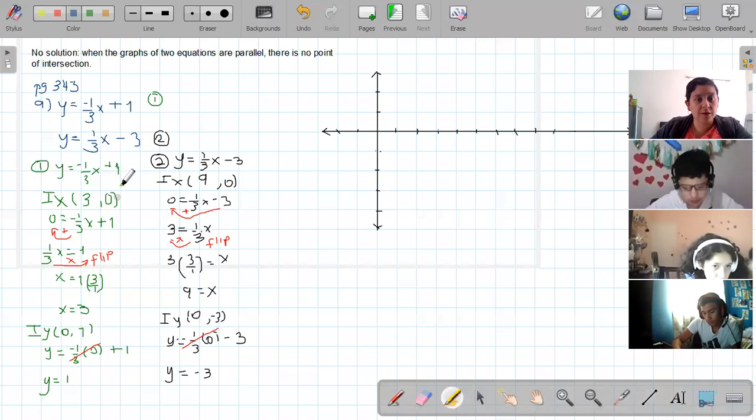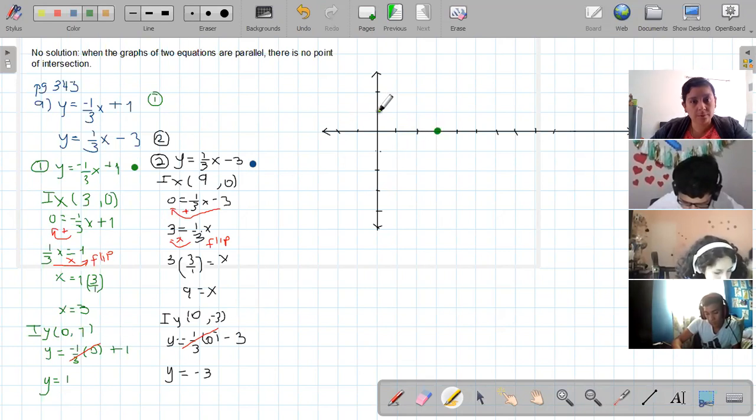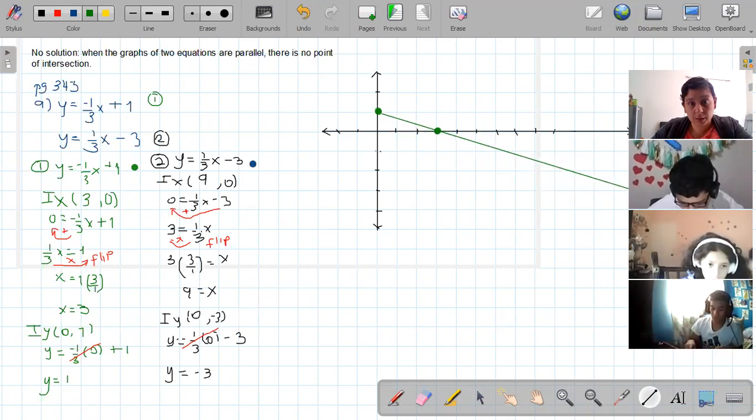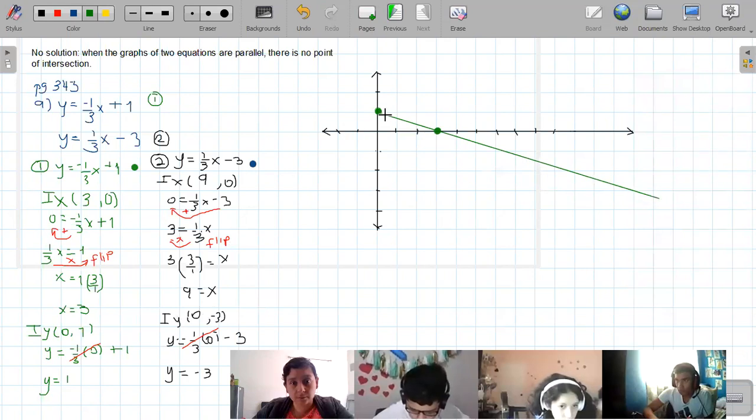Okay. I'm going to graph this one in green. And I'm going to graph this one in blue. Okay, the green one: 3, 0, 1, 2, 3. And 0, 1. Over there. I'm going to connect those 2 points with a straight line passing through the center of both. We saw this already. And I'm going to extend it a little bit longer, to one side. Actually, to both sides, okay? I'm going to make the arrowheads.